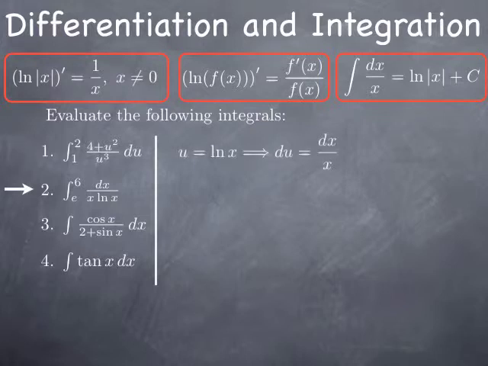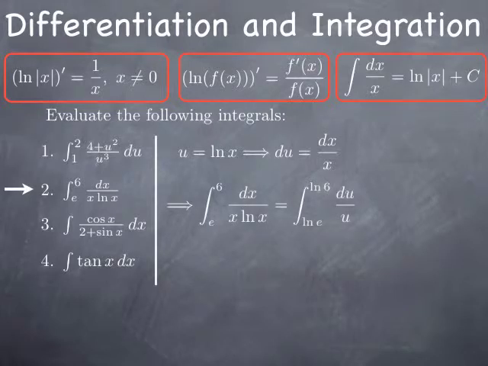Now here we're going to proceed by substitution, because we observe that if u is ln of x, then du is dx over x. In other words, we have inside the integral du, dx over x, and then u at the bottom. So the integral from e to 6 of 1 over x ln of x is really just the integral of du over u for u equal ln of x.